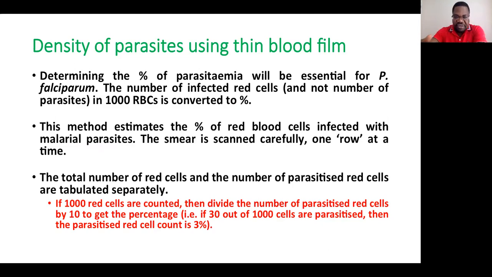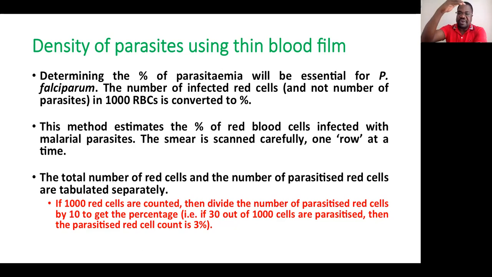You know, it's essential. So the number of infected red cells, the way we do it, you count the number of infected red cells, not the number of parasites, but the number of infected red cells. So you look at 1,000 red blood cells. When you look at the slide, you count 1,000 red blood cells, and out of 1,000, how many red blood cells are infected?